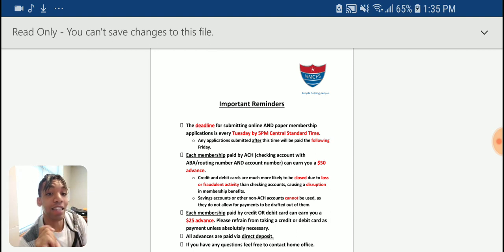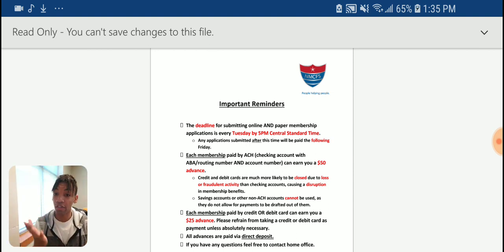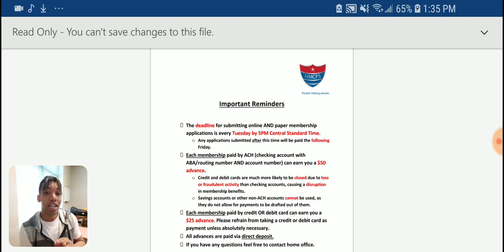So, important reminders: the deadline for submitting online and paper membership applications is every Tuesday by 5 p.m. Central Standard Time. What do they mean by online and paper applications? You can promote this company offline, directly to the people you know, or online, to the world. Any application submitted after this time will be paid the following Friday, meaning anyone you signed up after the deadline will just be paid the next week.